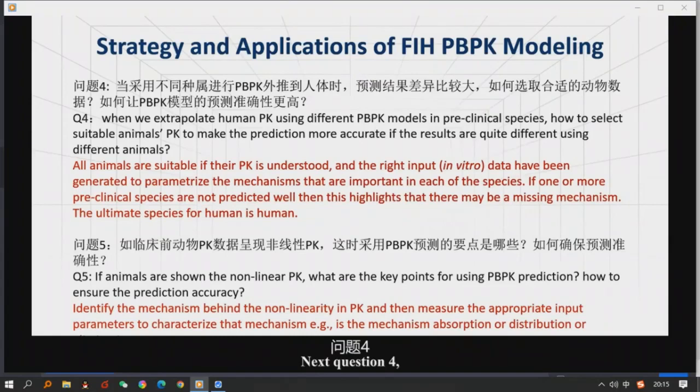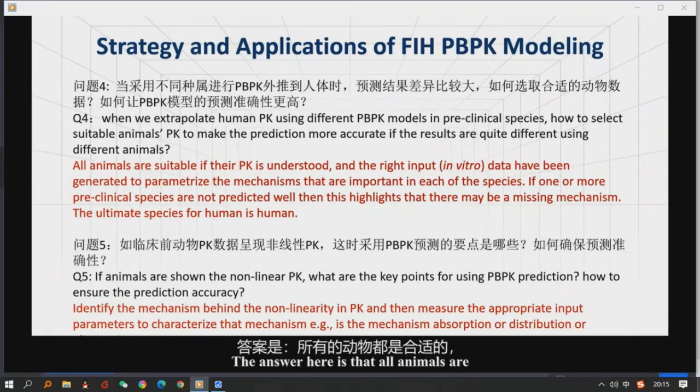The next question, question 4. When we extrapolate human pharmacokinetics using different PBPK models in preclinical species, how do we select suitable animals PK to make the prediction more accurate if the results are quite different using different animals?